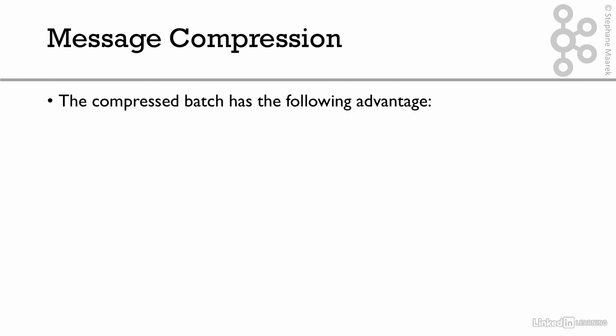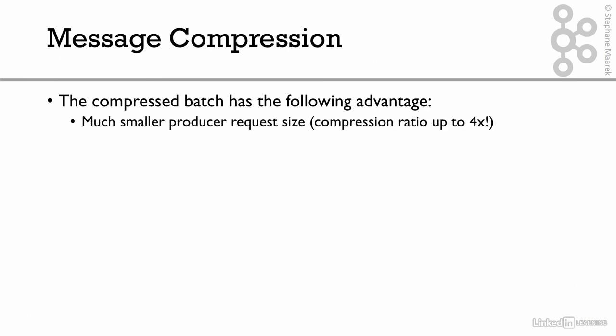So the advantages to compress a batch are these. Number one is that you get a much smaller producer request size when it sends data to Kafka. And in my personal experience, I've seen the compression ratio go up to 4x. So if you have a 10 megabyte message size, then after compression maybe it's going to be 2.5. That just gives you some numbers.